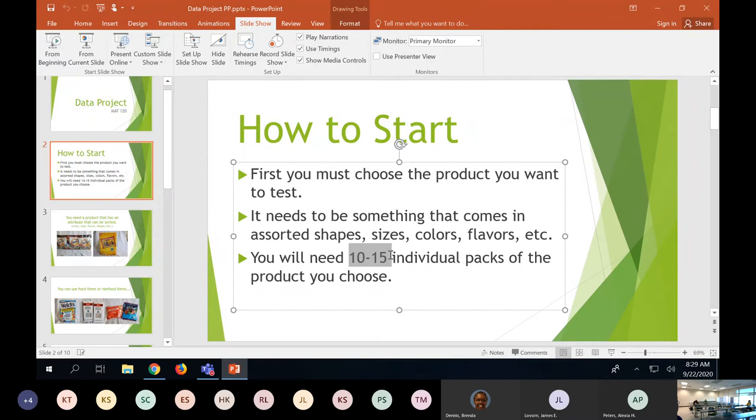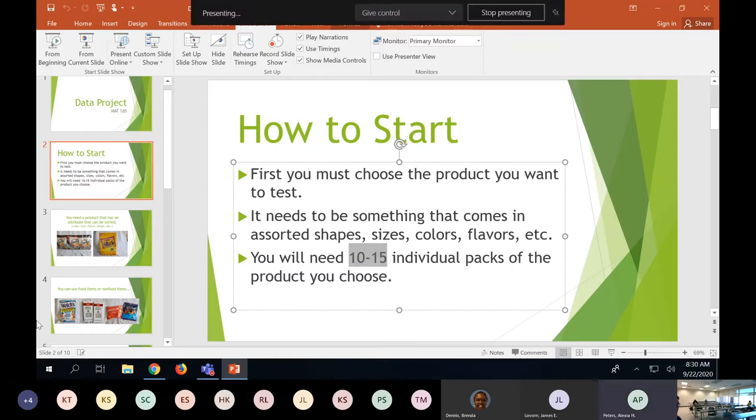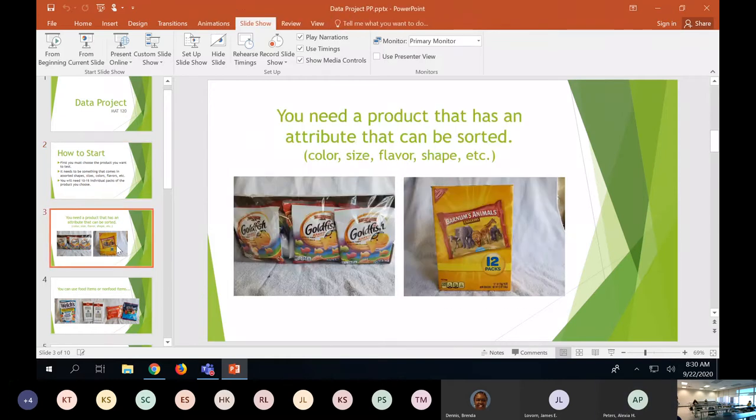So I would pick a box of something that has 20 packs in it. But don't pick, you know, the big box of potato chips, because that's not different colors and shapes. You would pick something that has different colors or shapes, like what's been shown. I'm going to go through the examples again, just so Miss Dennis can see it.